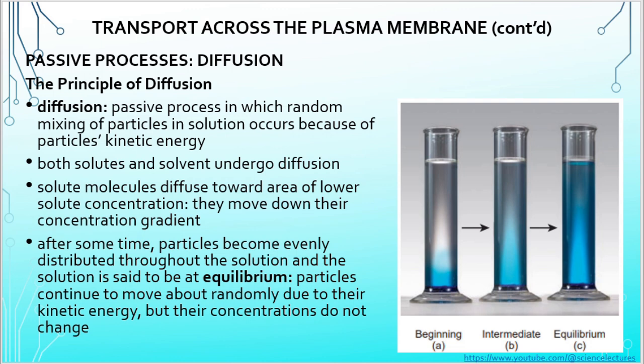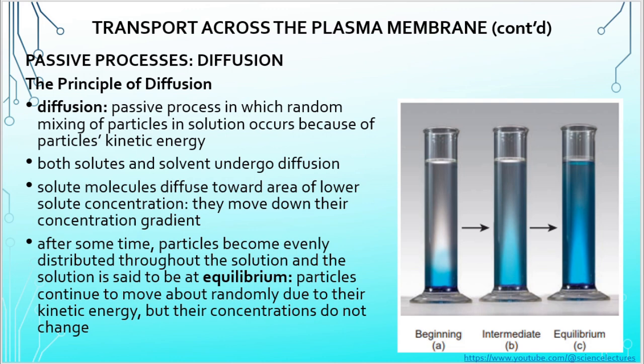At the beginning of our experiment, a crystal of dye placed in a cylinder of water dissolves in part A, and then diffuses from the region of higher dye concentration to regions of lower dye concentration in part B. At equilibrium in part C, the dye concentration is uniform throughout, although random movement continues. In this simple example, no membrane was involved. Substances may also diffuse through a membrane if the membrane is permeable to them.